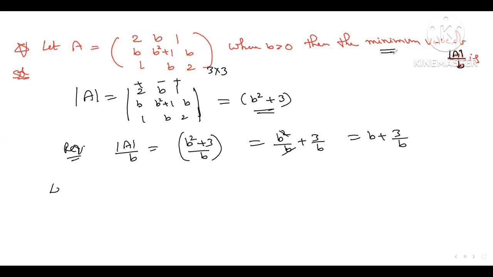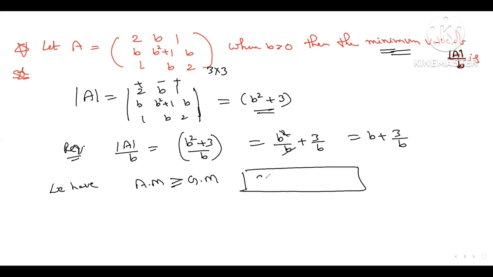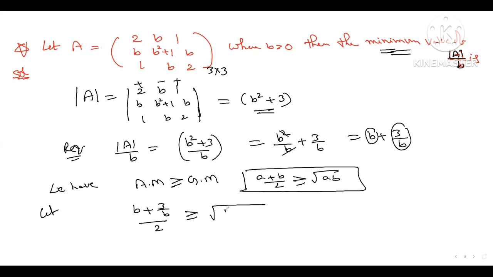Okay, we have to find the minimum value of delta of A by B. We have one formula: arithmetic mean should be greater than or equal to geometric mean. Let us take two numbers. The formula is A plus B by 2 should be greater than or equal to root AB. Here, let us take A as one value, and the other value as 3 by B. According to the formula, B plus 3 by B divided by 2 should be greater than or equal to root under AB. AB means B into 3 by B.